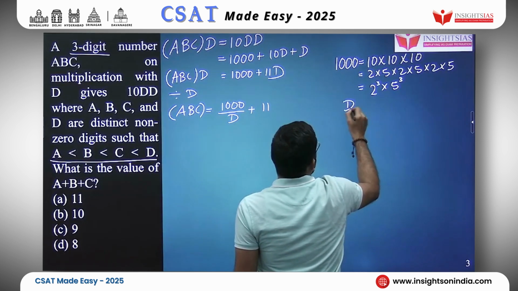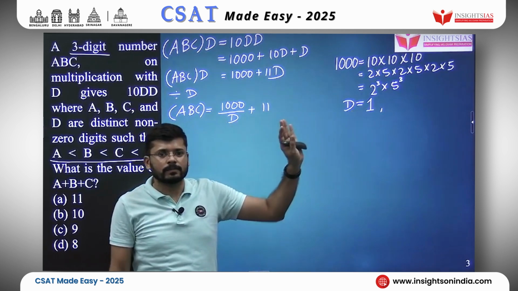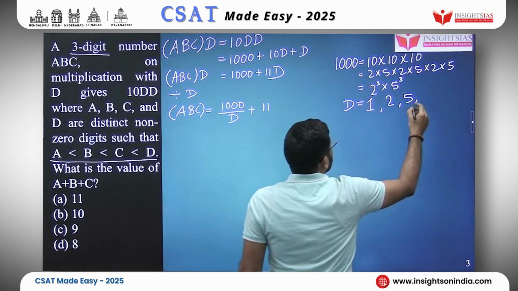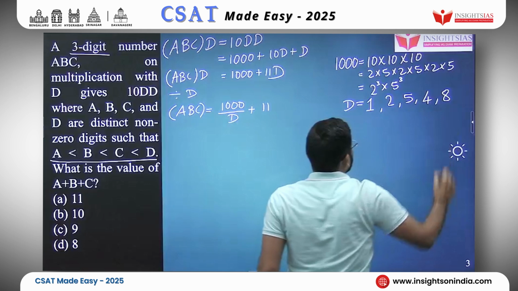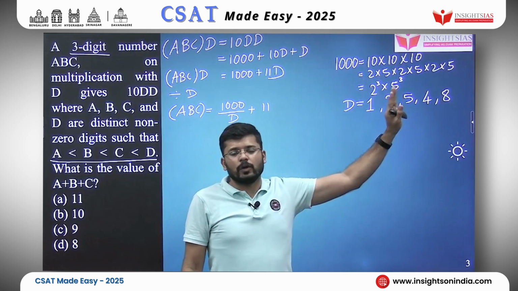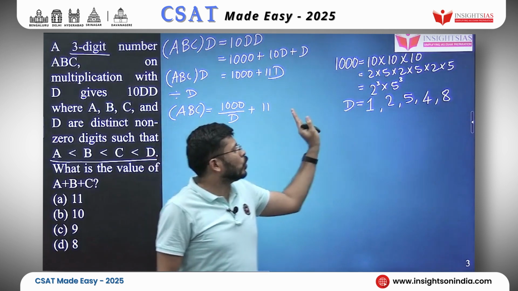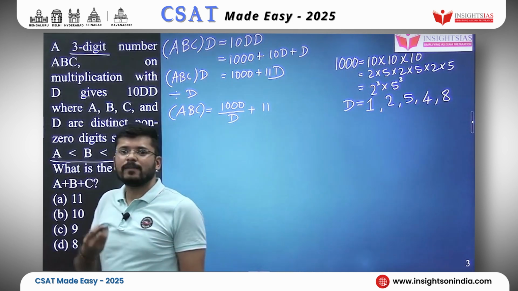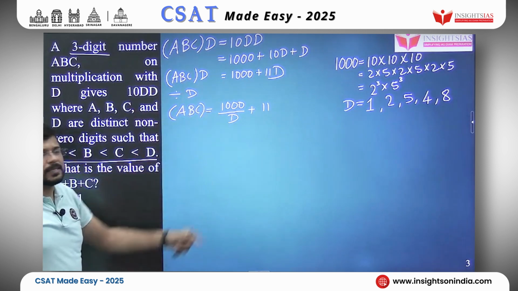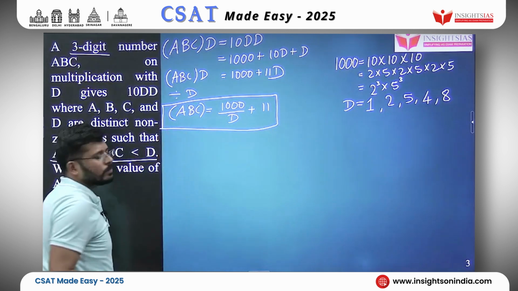So what are the possible values that D can take? First, it can take the value of 1. We cannot ignore 1. Then it can take the value of 2. Then it can take the value of 5, just like the previous problem. Then it can also take the value of 4 and 8: 2 into 2 and 2 into 2 into 2. However, 2 into 5, no, because that would be 10. 5 into 5, that is also no, because that would be 25. So D can have 5 possible values, and we will check each of them one by one, and whichever satisfies this equation, that will be your answer.